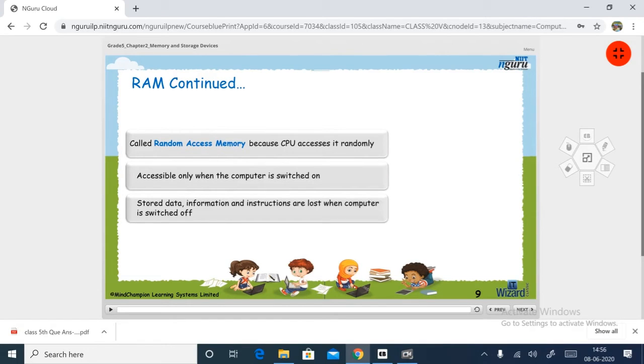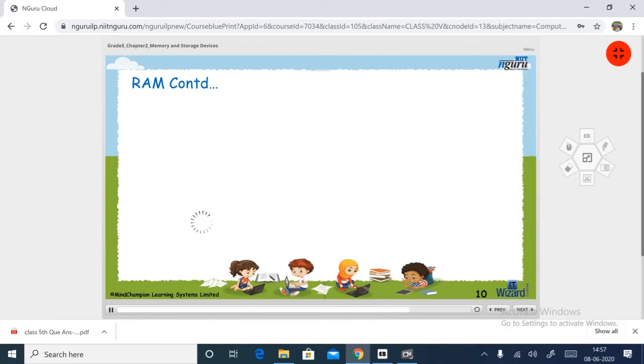It can store data, information and instructions, which are lost when the computer is switched off. So before switching off the computer, you should remember that your files should be saved, because when the files are not saved, all the information can be deleted or lost. So RAM is also known as volatile memory.